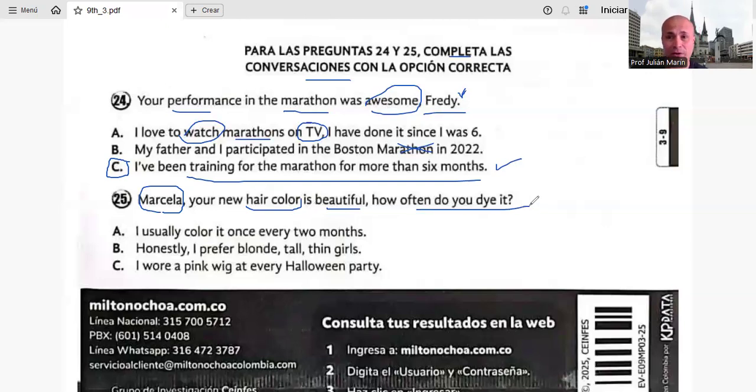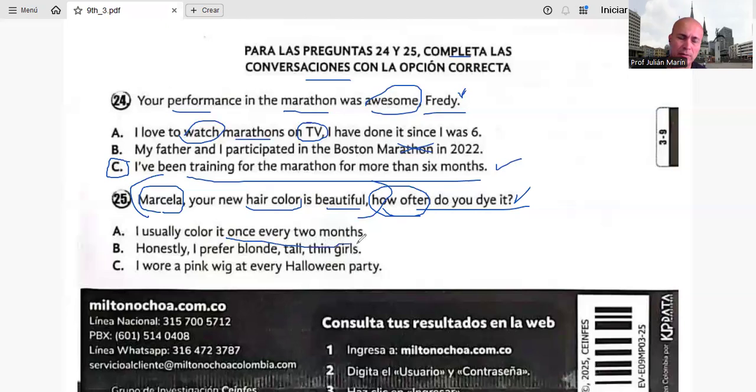But then there is a specific question that we need to answer. In this case, since it says how often, we need to focus on periods of time, or adverbs of frequency. Probably we can anticipate, but that's what we need to find out in these three options. A: I usually color it once every 2 months.